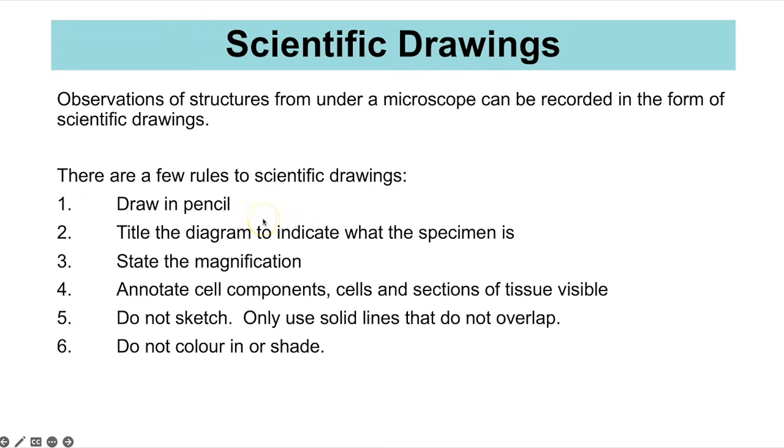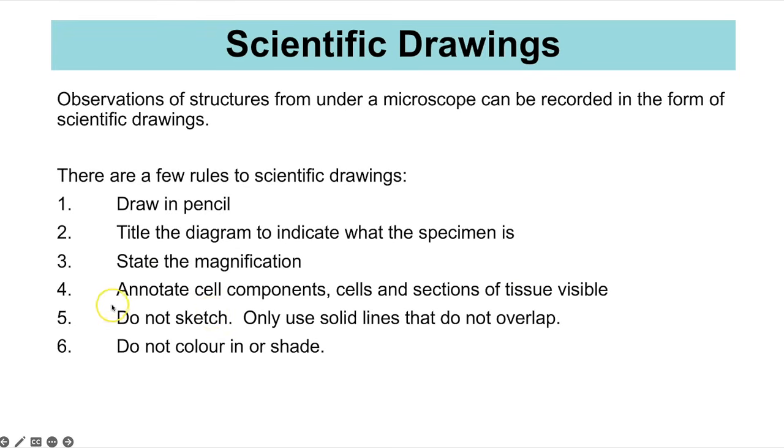It should be drawn in pencil. You should have a title for the diagram and indicate what the specimen is within that title. If the magnification is known, which hopefully it is, if you're doing it on a microscope, then you should state the magnification. You should always annotate the cell components, the cell sections, any tissues visible, just to show what you are visualizing.